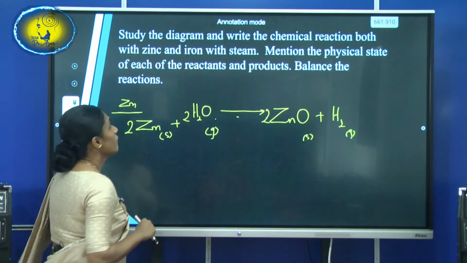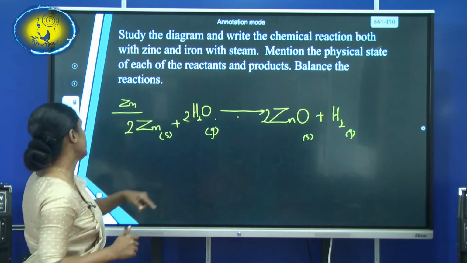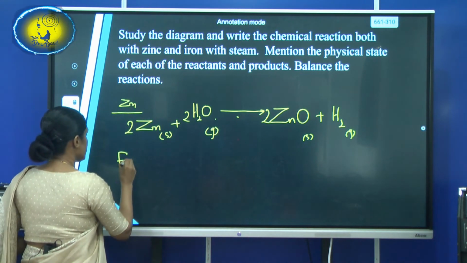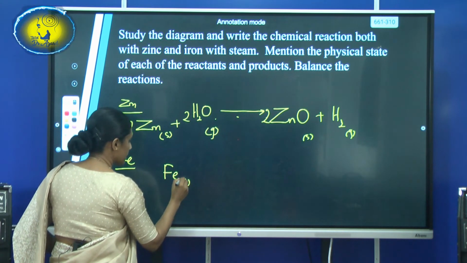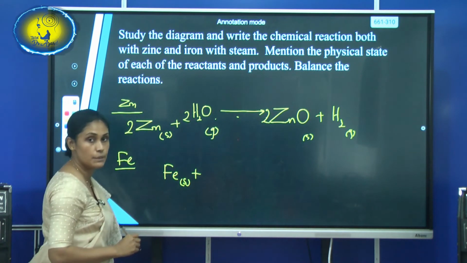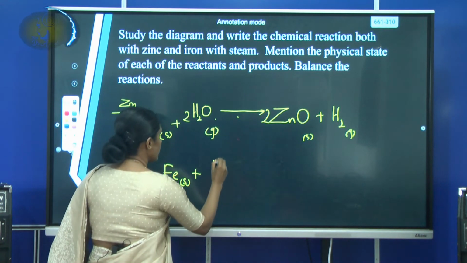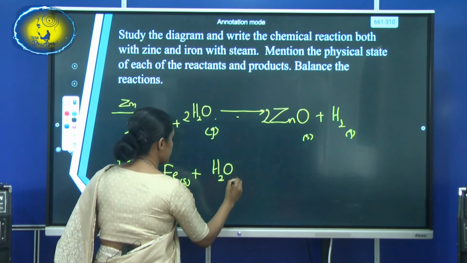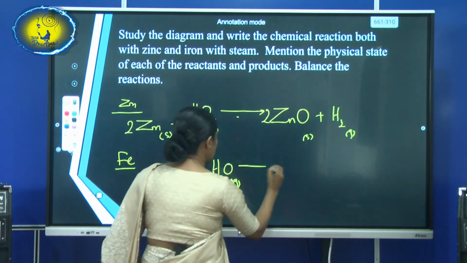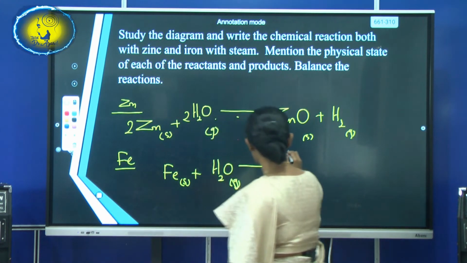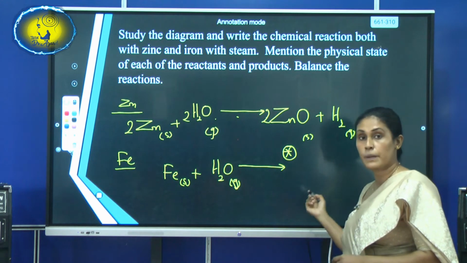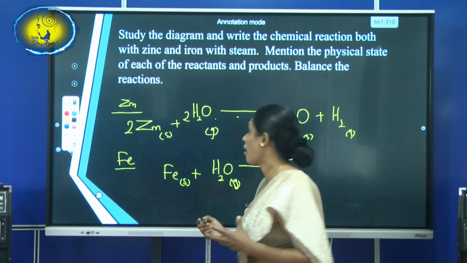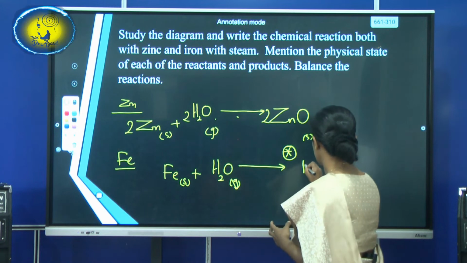Second one, reaction with iron. Let's write with iron. Let me take solid iron, mention the physical states, that's important. Then steam. So here children, they draw a star mark and remember this is to give the product, there will be a complex form here.